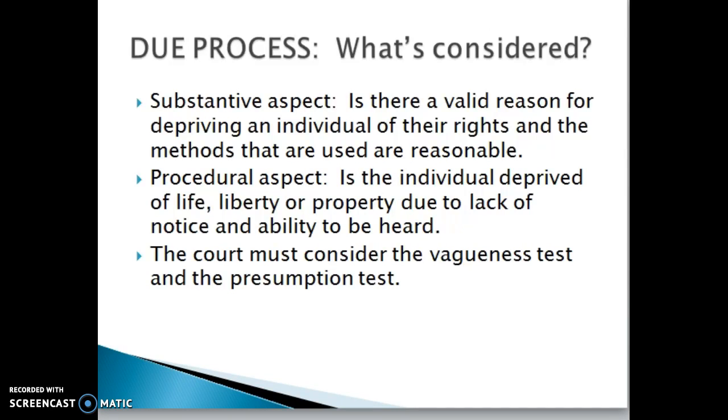The procedural aspect is another thing that must be considered when reviewing due process. Is the individual deprived of life, liberty, or property due to the lack of notice and the ability to be heard? And finally, there are two other aspects that the court must consider when they are reviewing cases. These two aspects involve the vagueness test. How vague is the action that's being taken? And the presumption test.